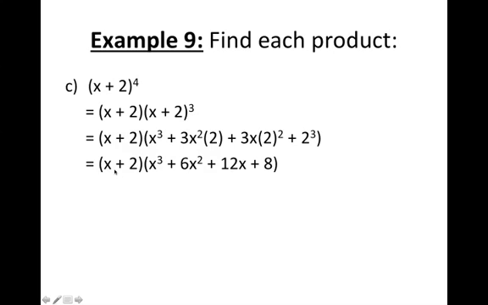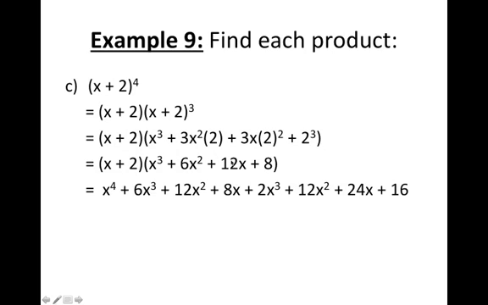Now, I don't have a special pattern for this. I'm just going to have to do the repeated distributive property. So let's see. I'm going to get x to the fourth plus 6x cubed plus 12x squared plus 8x. Come back and distribute the 2, so plus 2x cubed plus 12x squared plus 24x plus 16.